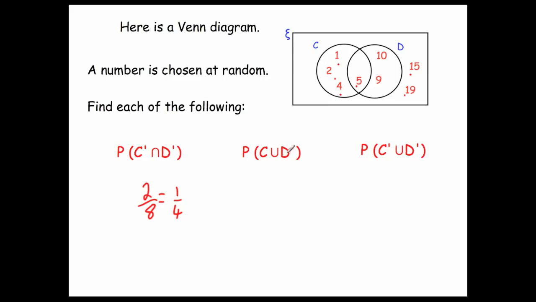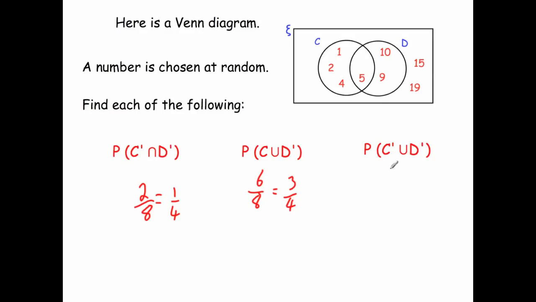These 4, because it's union, it means that we're going to accept any of them. So it's going to be anything in this circle or anything outside of the D circle. So the only 2 that we're not going to be looking at will be the 10 and the 9. So it's going to be 6 over 8, and that's equal to 3/4.